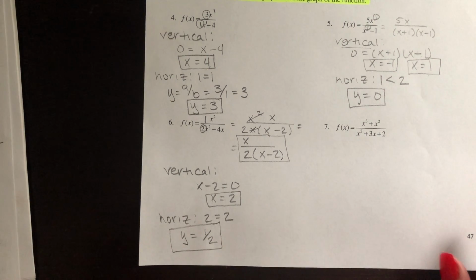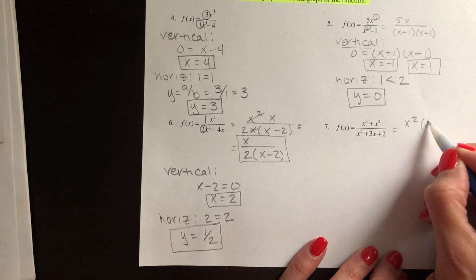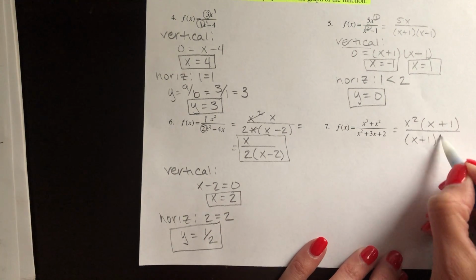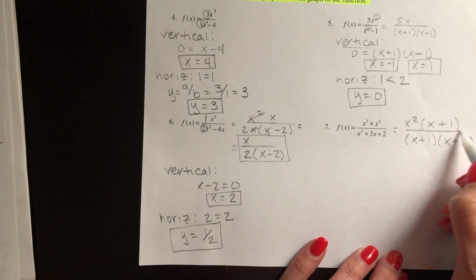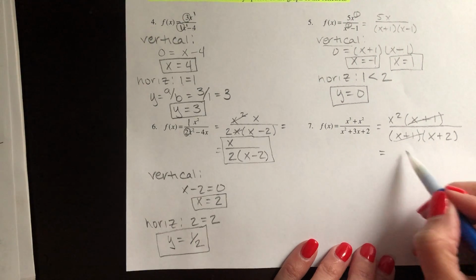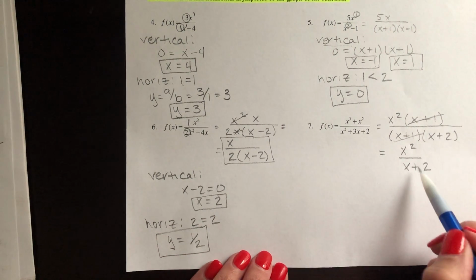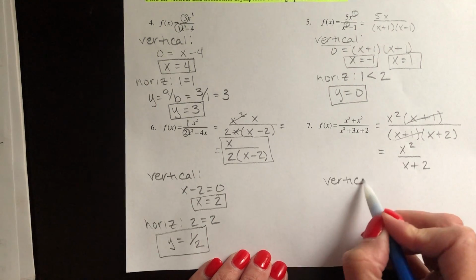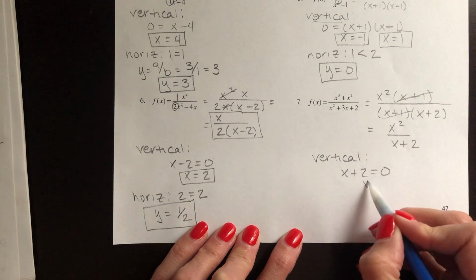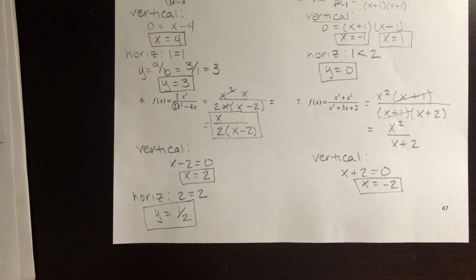And lastly, number 7, I'm going to see if I can factor this, and I can. So there it is, factored. And it does have a common factor of x plus 1, so I'm going to cancel those out, and I'm left with x squared over 2 plus x. So I'm going to take my denominator to find my vertical asymptote. x plus 2 is the denominator, equal to 0. So x equals -2 is my vertical asymptote there.